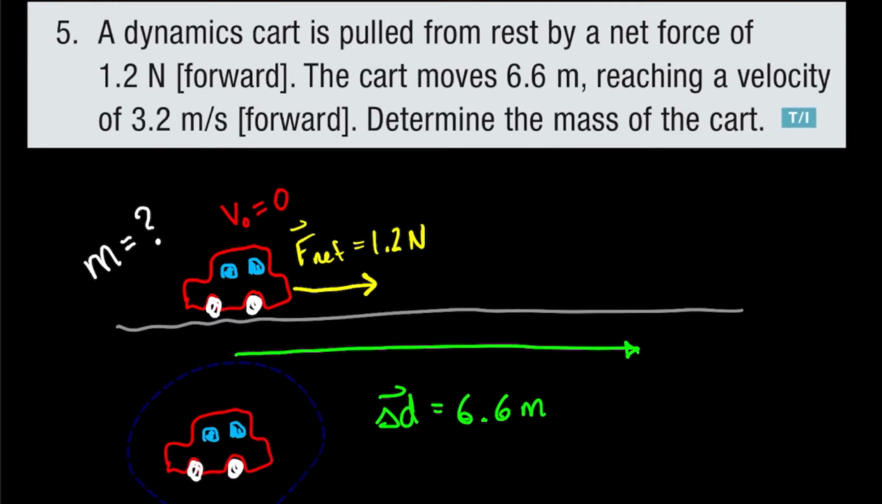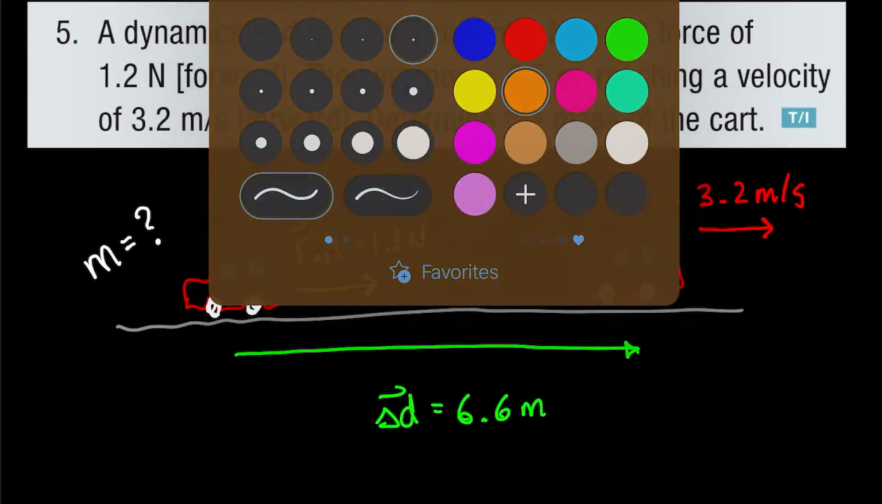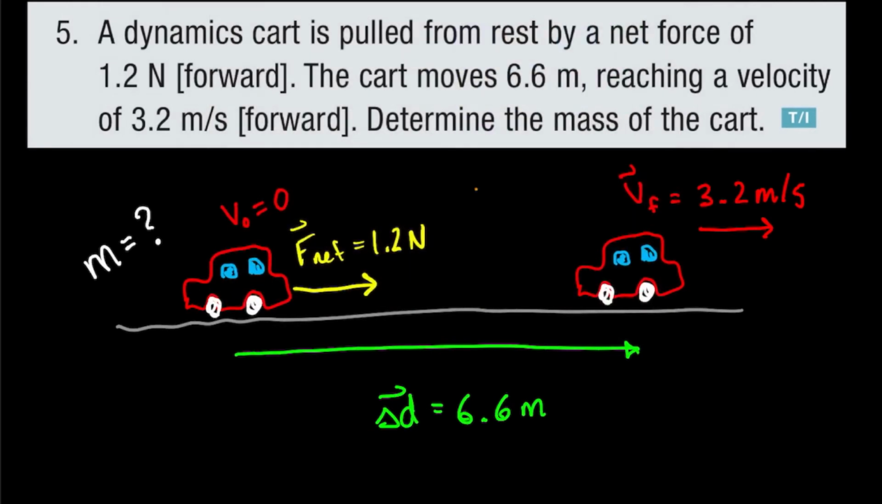So after traveling that distance, the final velocity is 3.2 meters per second forward, which we're taking to be positive in this case. And in order to speed up, your acceleration vector must be pointing to the right as well. Now, in this case, we don't have the acceleration, so that's another unknown.